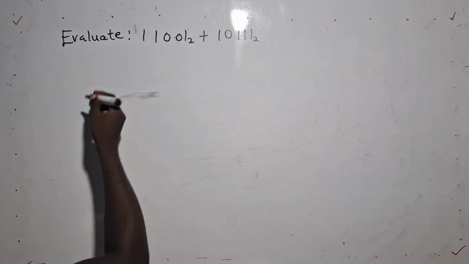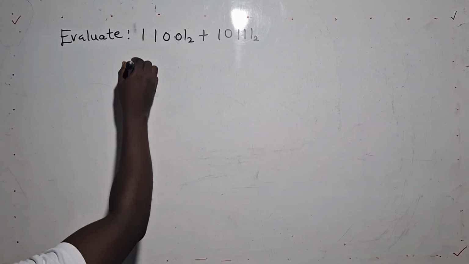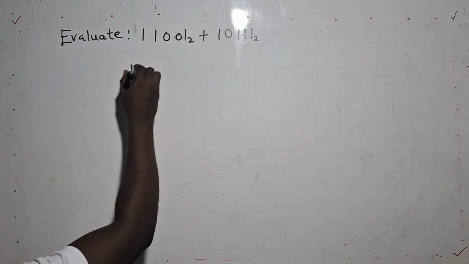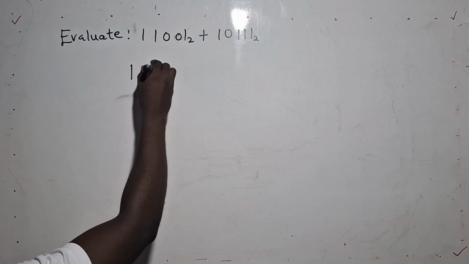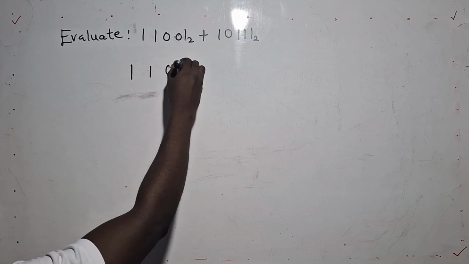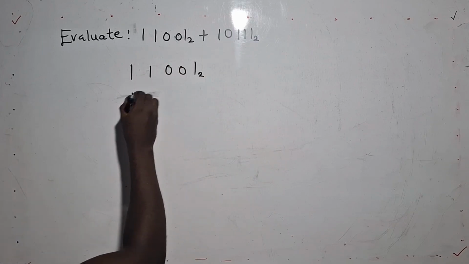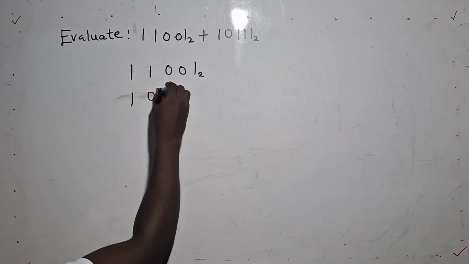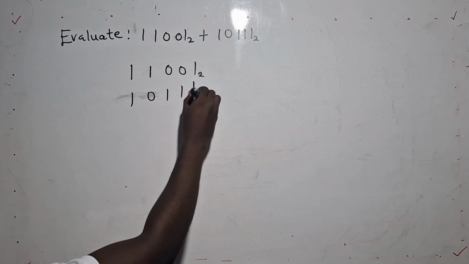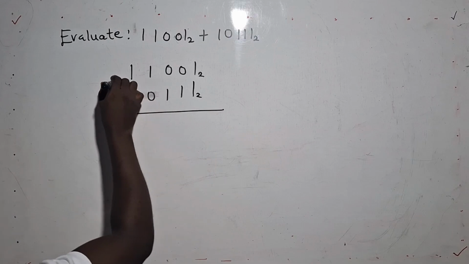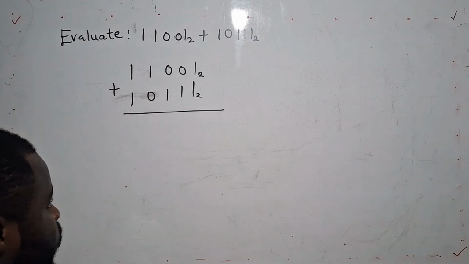So in our normal addition, we write the numbers vertically when we are adding. 11001 base 2, then we have 10111. So we are going to add it. Pay attention to this.